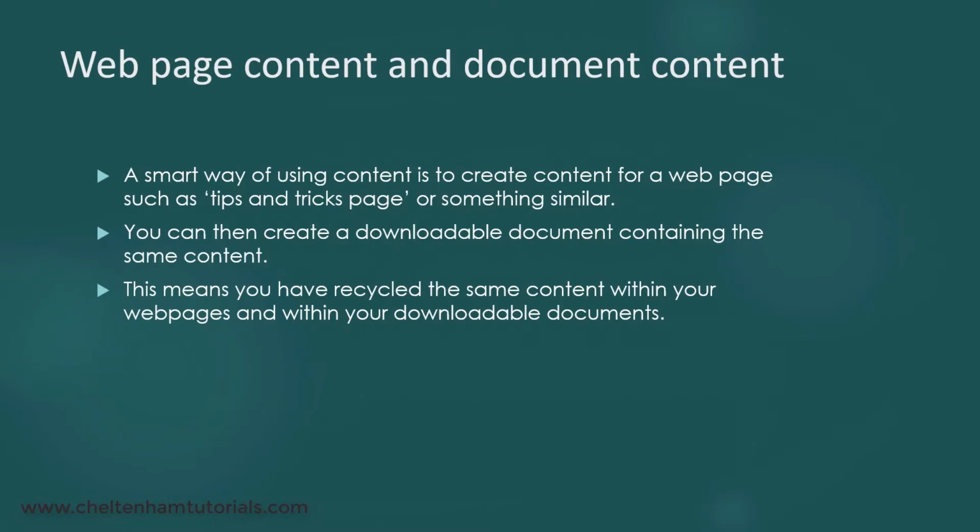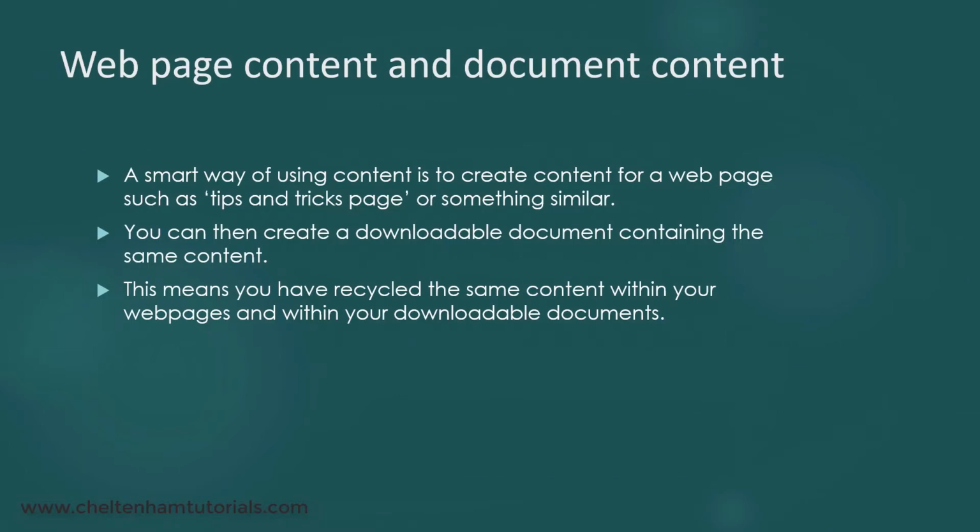So what I can do is to have a web page with information in it. Then at the bottom of that page I can have two links, one to a Word version and one to a PDF version, and it's essentially the same content as on the actual web page itself.